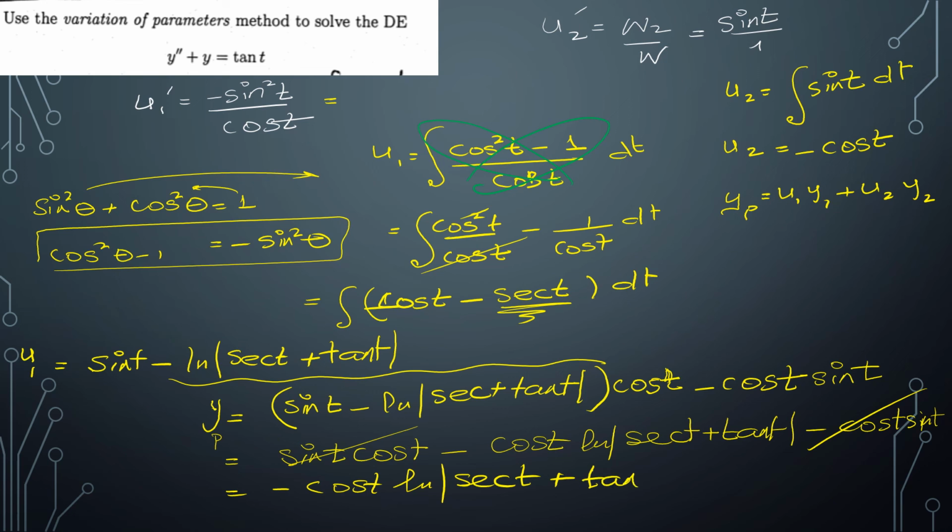So now write down our final answer. That means y equals yc plus yp, and yc is c1 cosine t plus c2 sine t, and minus cosine t ln of secant t plus tangent t.